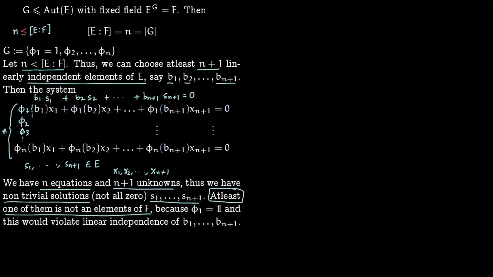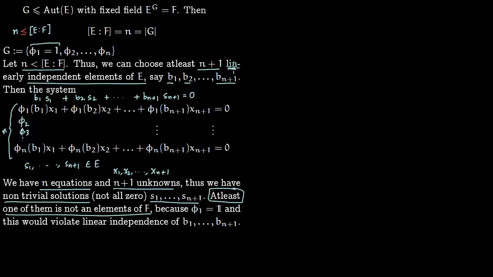So notice that this phi1 is the identity map right here. So you get this equation, and that would mean that this is a linearly dependent system if these b's and s's are non-trivial. We have said that we have non-trivial solutions s1 to sn plus 1, and we took non-trivial elements b1 to bn plus 1. So that means this is a linearly dependent system.